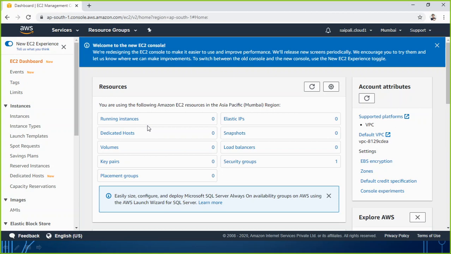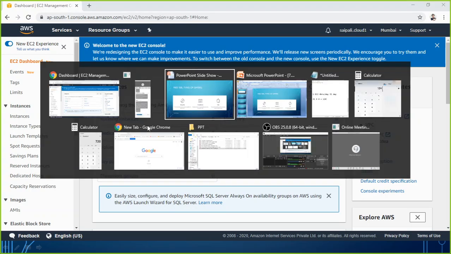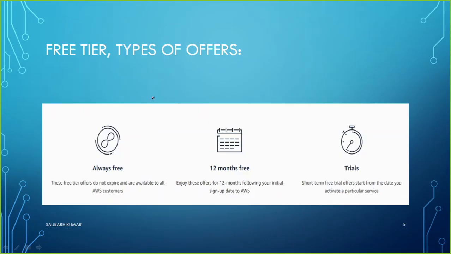Okay, so this was all about what we were supposed to see here in the console of Amazon AWS. Let me go back to my PPT. So we have seen free tier types of offer. We have seen always free. Some services are always free. Some services are free for 12 months. Some services are offered to you as a trial of 2 months, 3 months, like that.